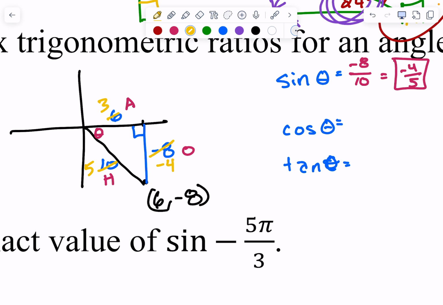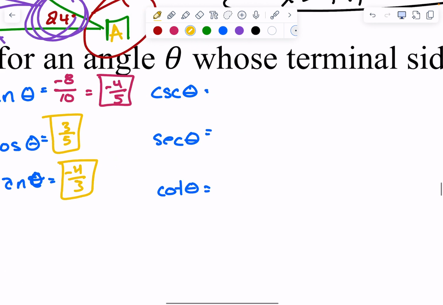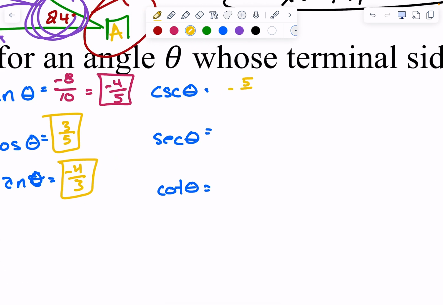Got it? Okay, cosine is adjacent over hypotenuse, so 3/5. Tangent, opposite over adjacent, negative 4/3. And then you flip: negative 5/4. 5/3. Negative 3/4. Yep.